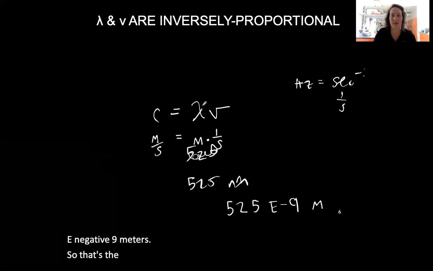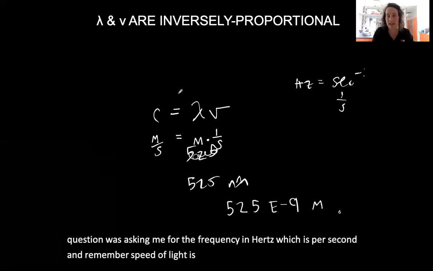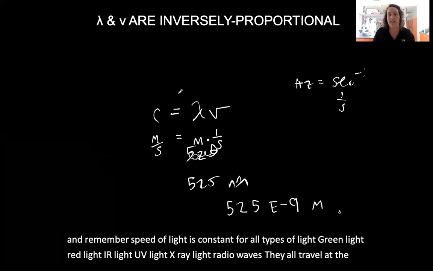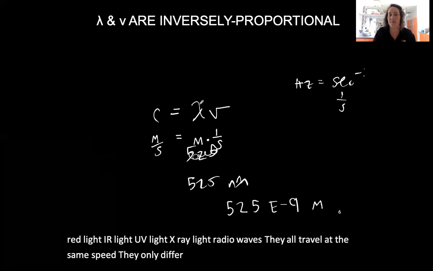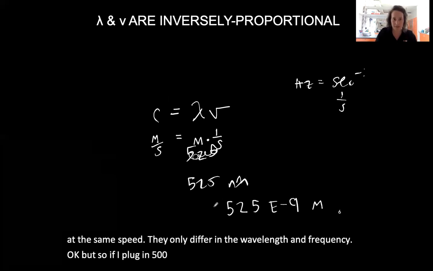So I can plug wavelength in up here. The question was asking me for the frequency in hertz, which is per second. And remember, speed of light is constant for all types of light: green light, red light, IR light, UV light, X-ray light, radio waves. They all travel at the same speed. They only differ in the wavelength and frequency.